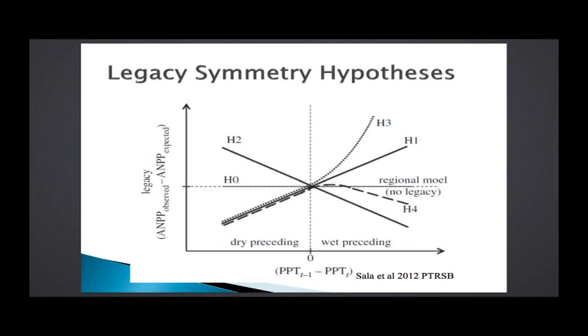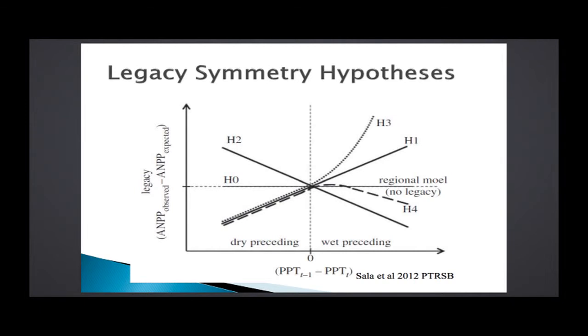And I want to walk you through this axis that seems to need a little bit of attention. So what we have here is the difference in precipitation between the previous year and the current year. So 0 means that last year rained the same as this year, correct? And a negative value means a dry preceding year, that the previous year was drier than the current year, and this is a wet preceding year. And what we have here is a legacy. It is the productivity observed minus the productivity expected. So if the two years had the same, the legacy is equal to 0.